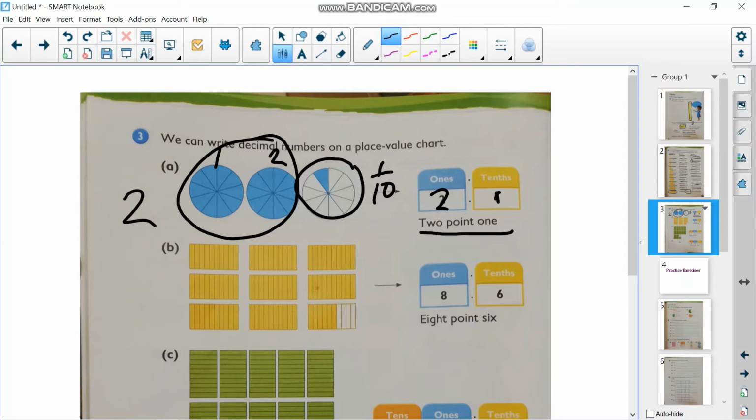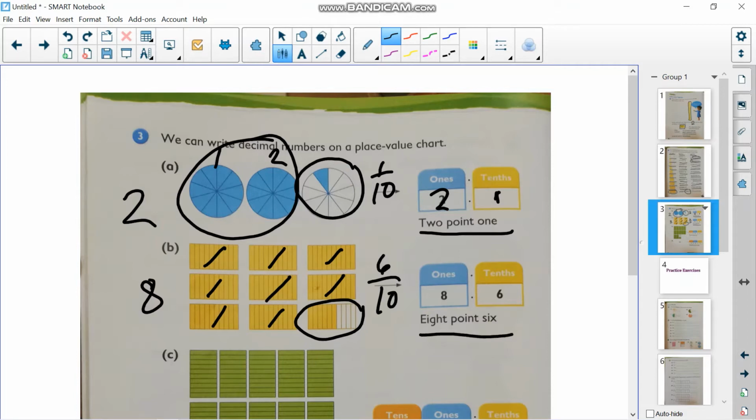Let's go to letter B. Look at the colored rectangles. Each rectangle is divided into 10 parts. How many whole numbers are there? Let's count. 1, 2, 3, 4, 5, 6, 7, 8. So there are 8 whole numbers. In the last rectangle, there are only 6 parts which are colored. So it is 6 out of 10. We can say in mixed number 8 and 6 tenths. But in decimal, we write it as 8.6.